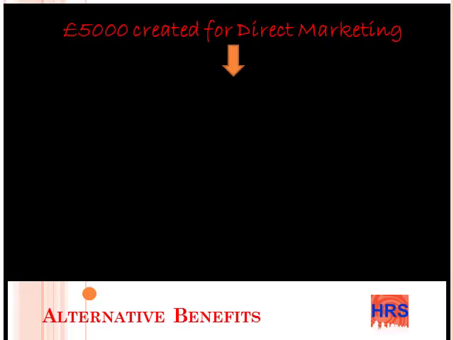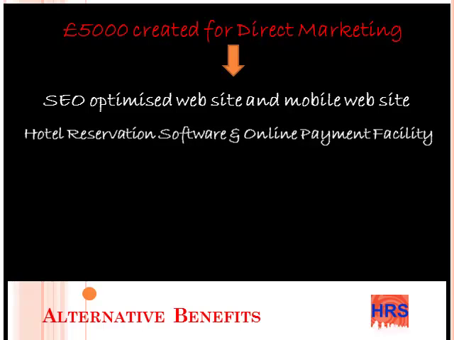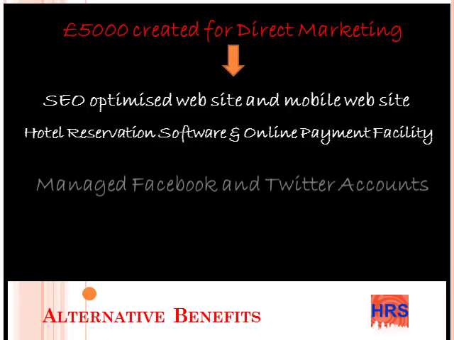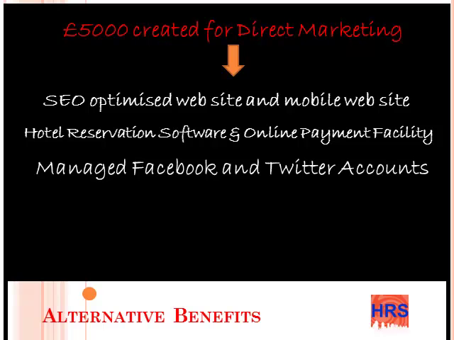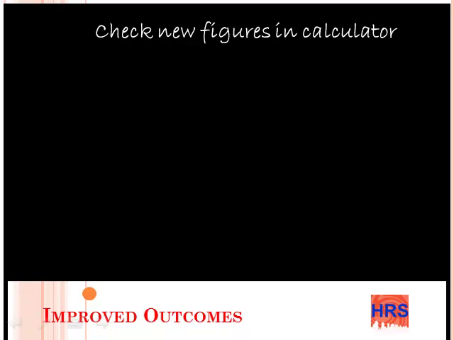For £5,000, you should get an SEO optimized web and mobile presence, hotel reservation software, an online payment facility, and a social media campaign that includes managing Facebook and Twitter. Ideally, you would like to price your rooms just below the price being offered by the OTA. Check out your OTA agreement to see how flexible you can be with pricing. Put your new figures into the calculator and see whether it makes any sense.